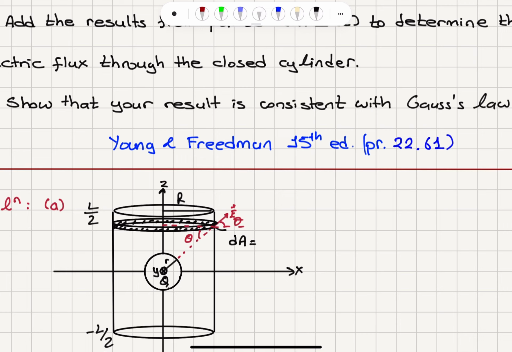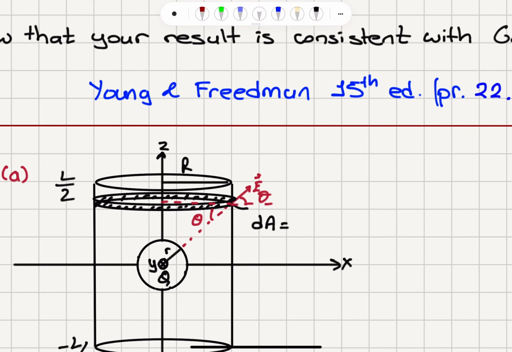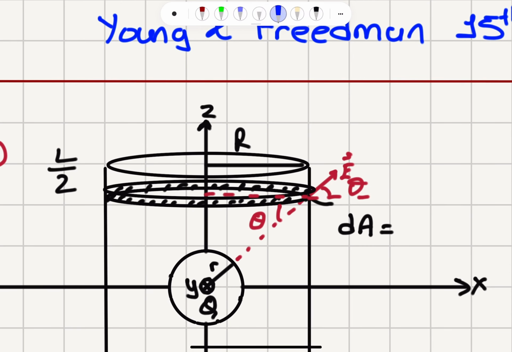So if I look at the rounded side of the cylinder, and I look at an area element here, this has thickness dz. Now it has a radius capital R, so 2 pi capital R times dz is really the area of this element. So it is 2 pi capital R times dz.